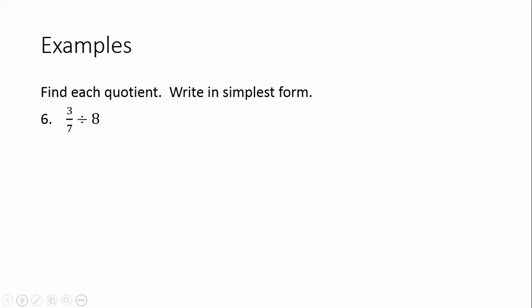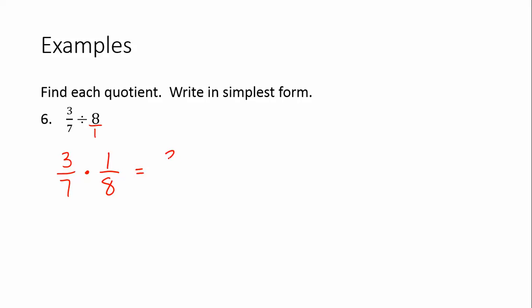3/7 divided by 8. So again, when we divide fractions, we want to multiply by the reciprocal. So the first thing we need to do is write 8 like a fraction. So we write 8 over 1 so that we can take its reciprocal, and we rewrite the problem. 3/7, now it's multiplying times 1 over 8. So we're flipping this fraction, this 8 over 1.